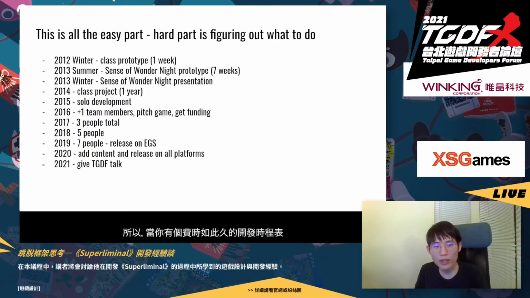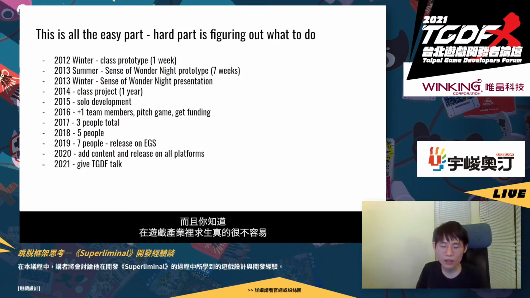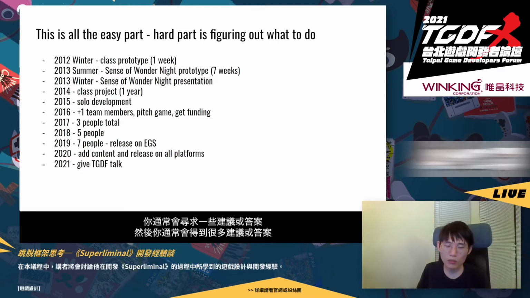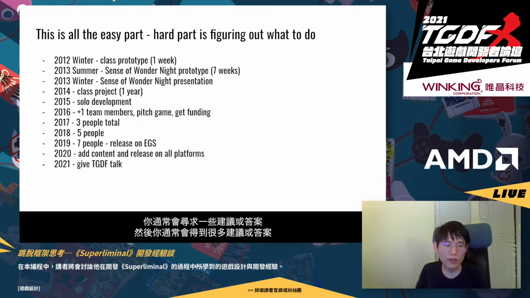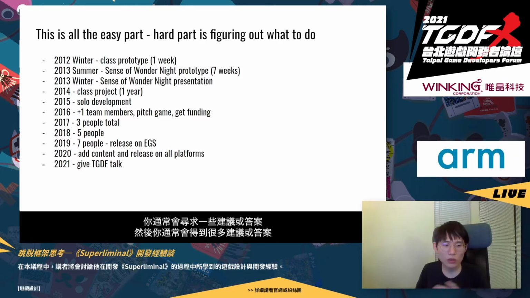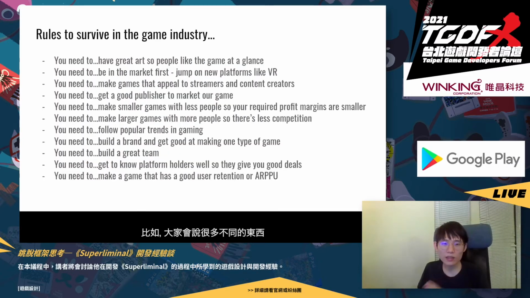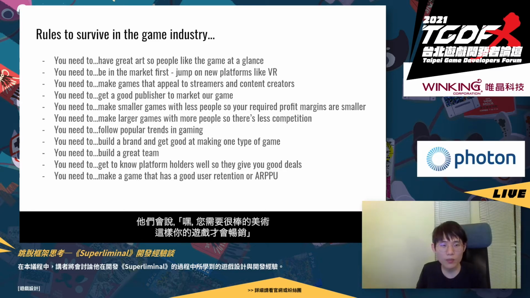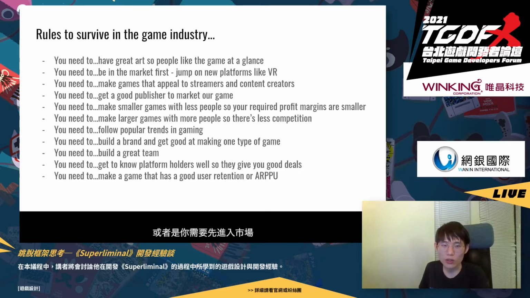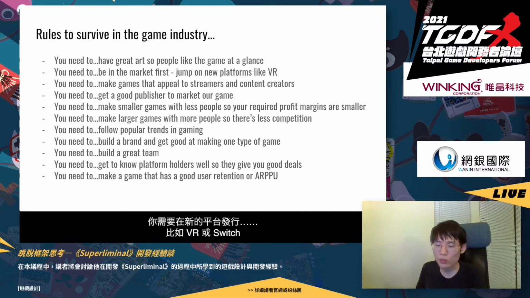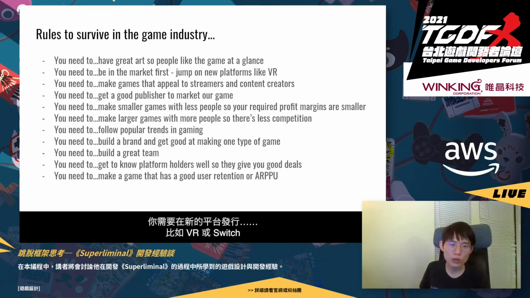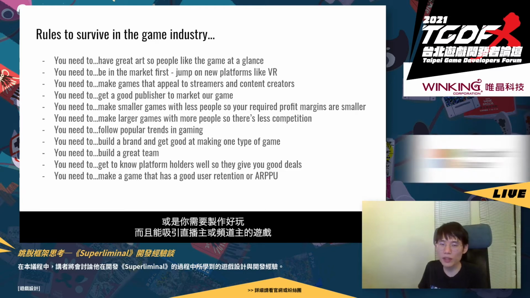And so, when you have such a long development schedule and surviving in the game industry is really hard, you generally look for advice or answers, and generally you'll get a lot of them. For example, people say a lot of different kinds of things, right? People say, hey, you need to have great art, so your game will be able to sell well, right? Or you need to be in the market first. You need to be on new platforms like VR or the Switch, or you need to make games that are replayable and appeal to streamers or content creators.